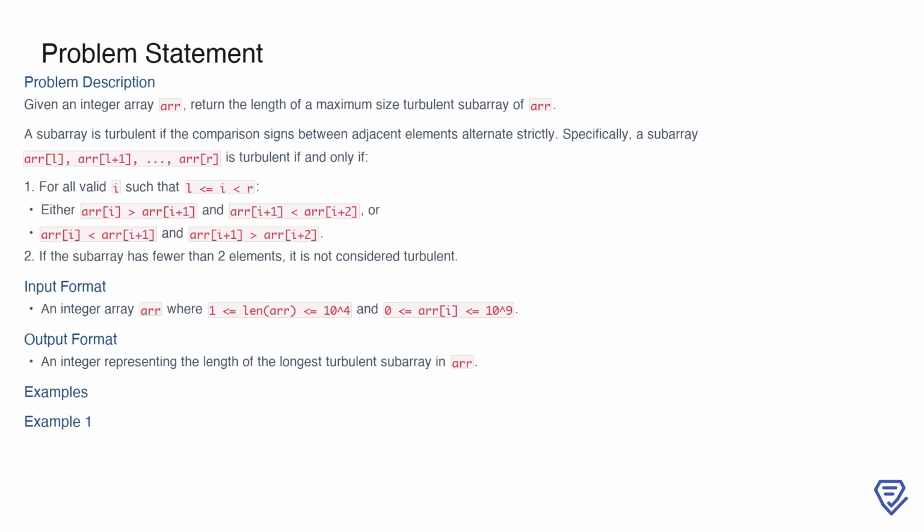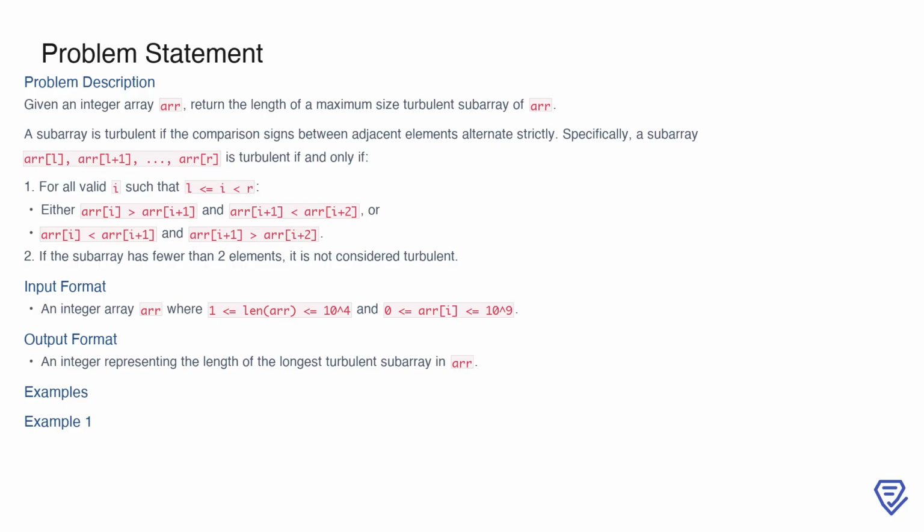given integer array, ARR. A subarray is considered turbulent if the comparison between its adjacent elements alternates strictly. For instance, a subarray is turbulent if, for every valid pair of adjacent elements, one element is greater than the next, and the following element is smaller than the one after it, or vice versa. However, if the subarray contains fewer than two elements, it cannot be turbulent.